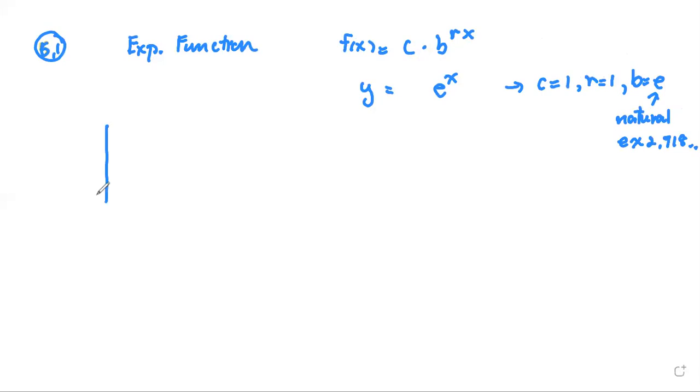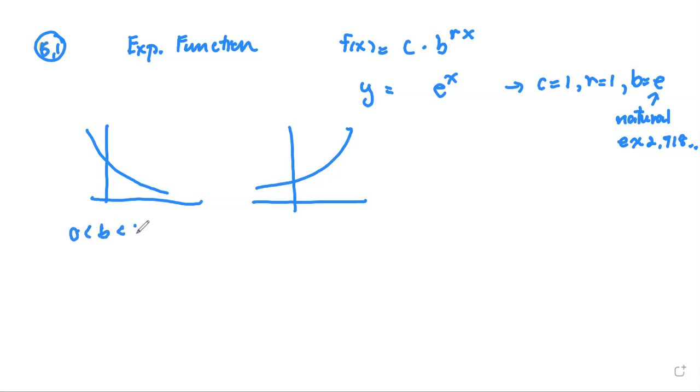So the typical graph, the decreasing graph and increasing graph, I did it backward, right? When b is between 0 and 1, the graph is decreasing. When b is greater than 1, which is the base, the graph is increasing. Both of them cross the y-axis at the same point, (0, 1). And I highlight this as the b value, which is the base that is raised to the power rx.